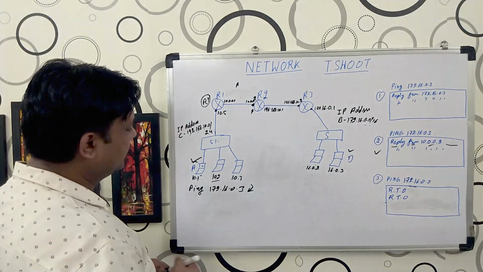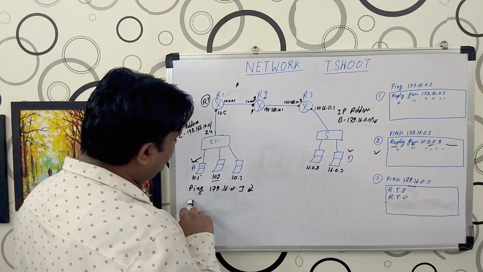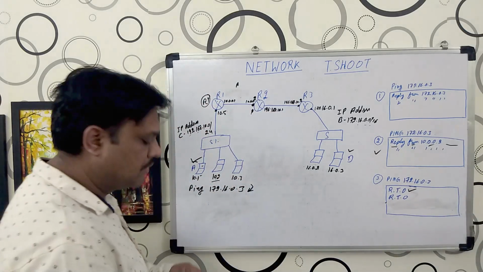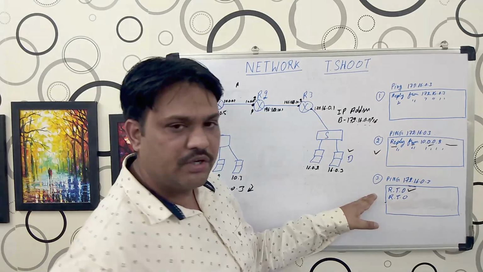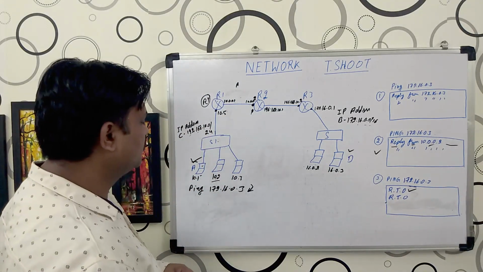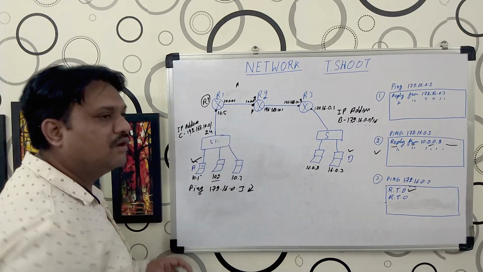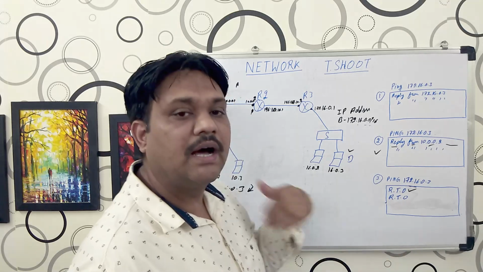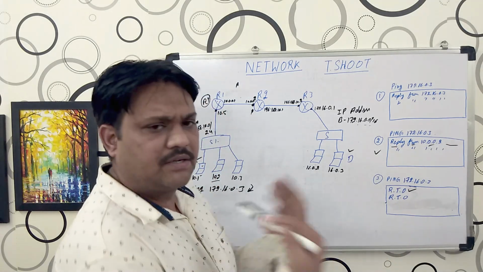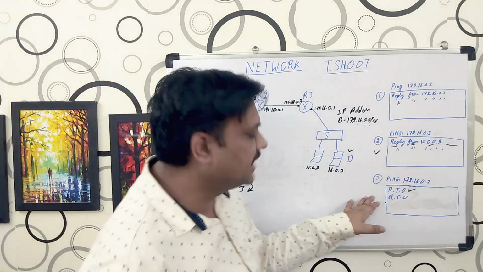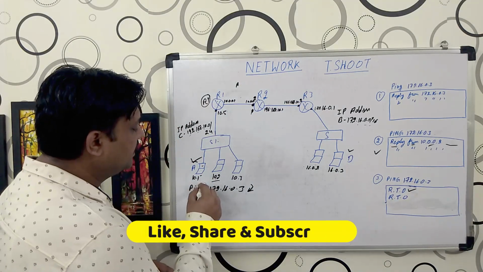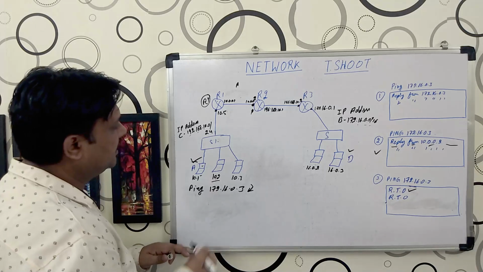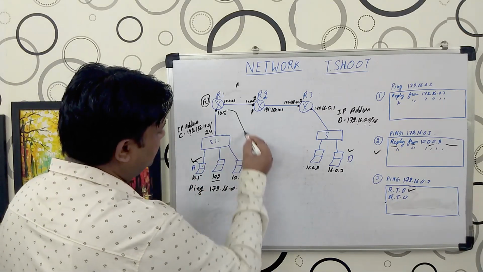Now let us take the third example. Again, you are trying to ping computer A to computer D, but this time you are getting RTO, request timeout. So what does it mean? Why is the RTO coming as a reply? It means your data is not reaching any of the routers. If your data reached any router, that router would definitely reply that it is not able to transfer your data and that the destination is unreachable. But you are getting the reply request timeout, which means your data is not reaching any router.